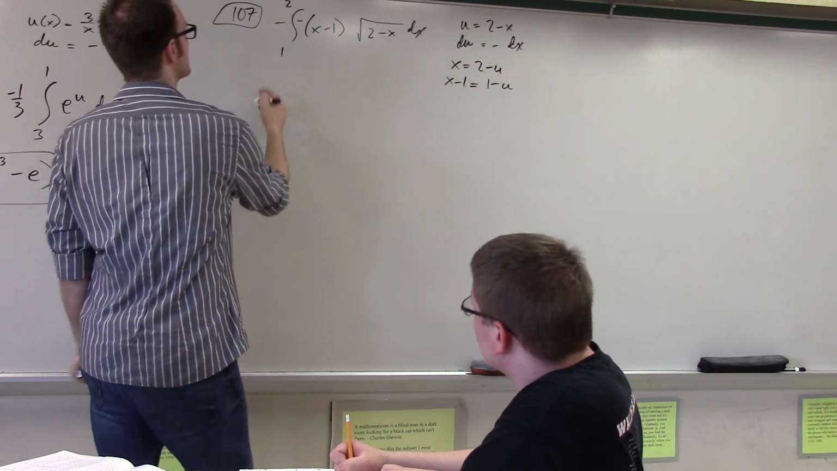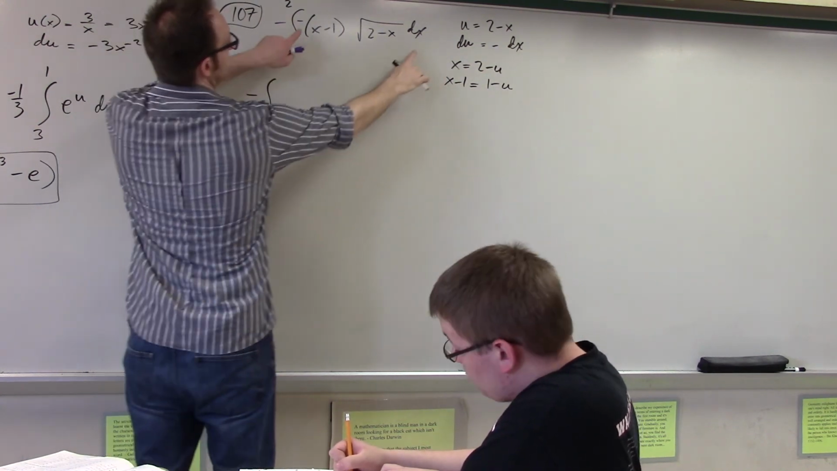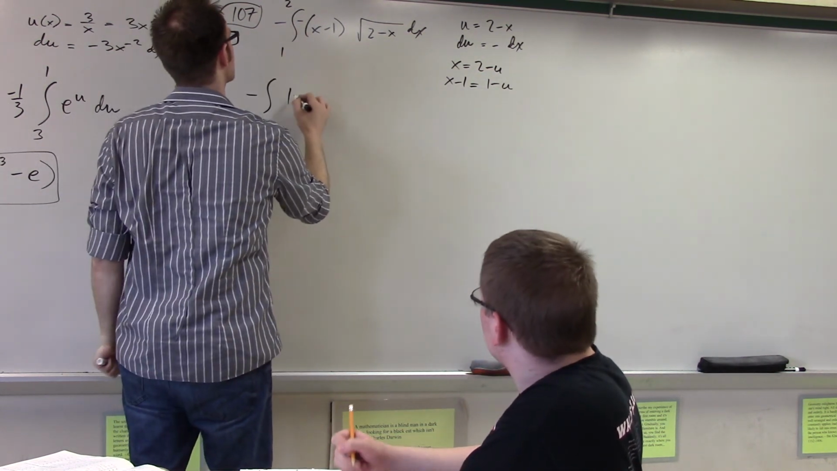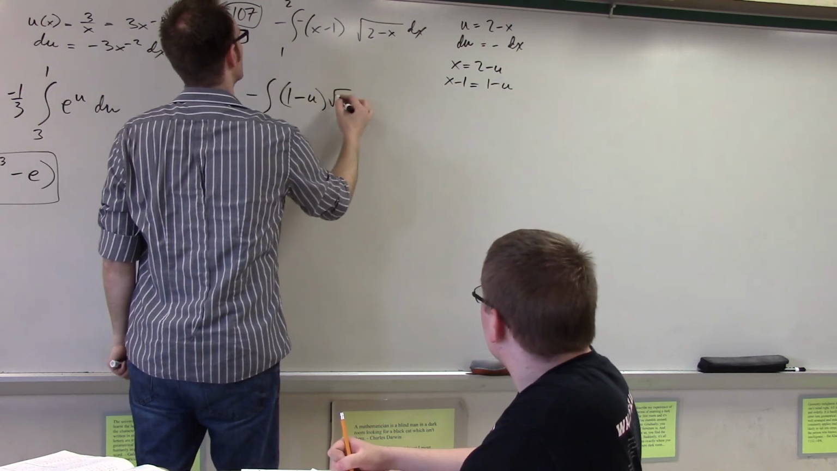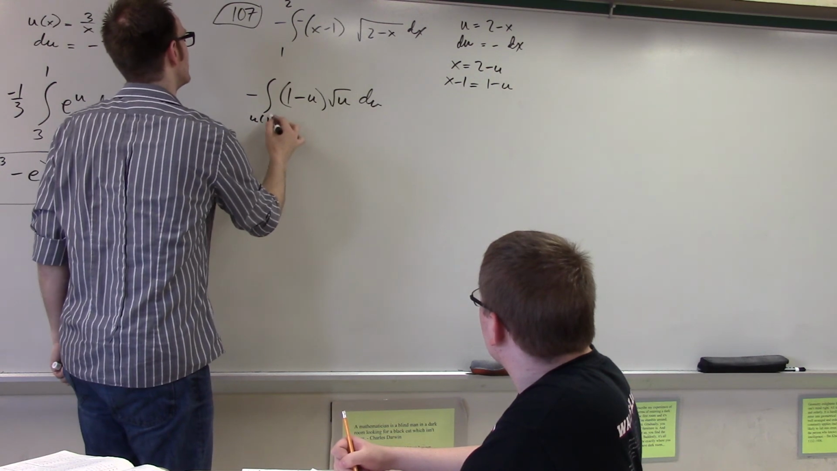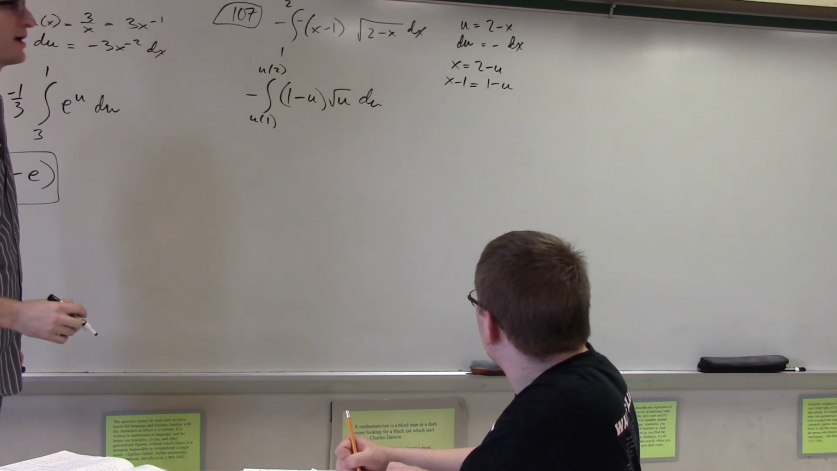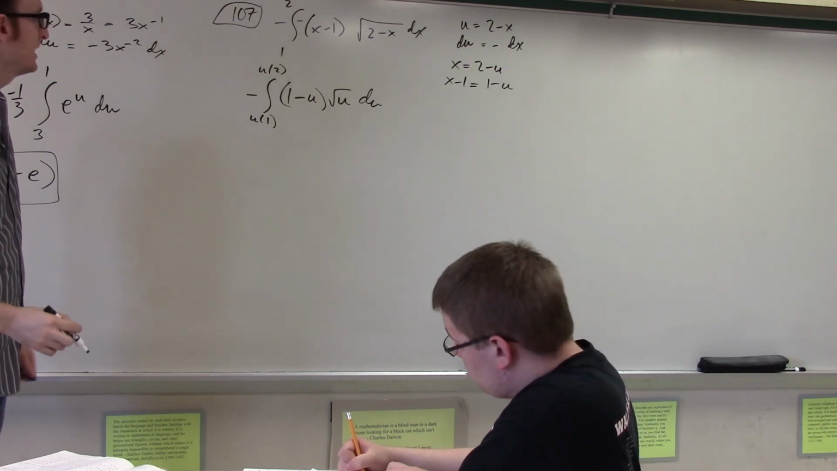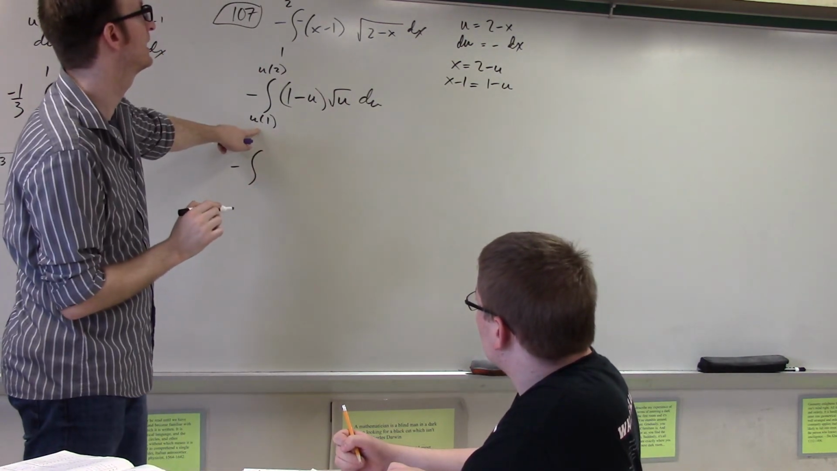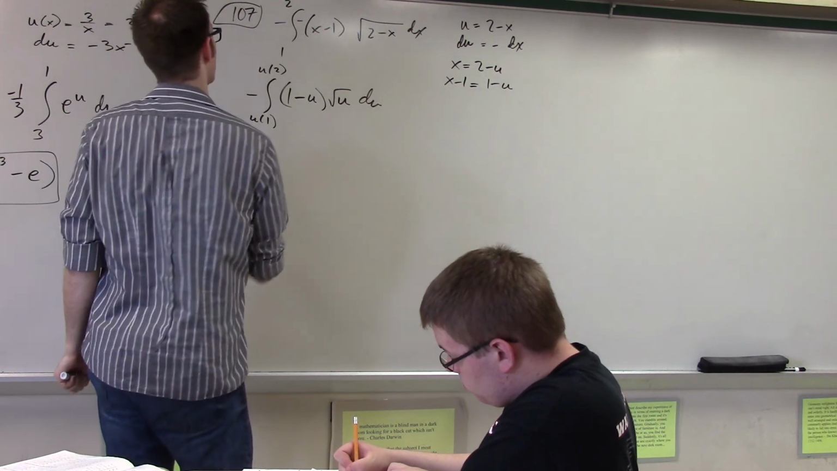So now I get ready to do the substitution. This becomes a negative. Negative dx makes a du. x minus 1 makes a 1 minus u. So this is (1 minus u) root u du. And then here I change this to be u of 1 and u of 2. Everybody following? It's a lot of things going on all at once. Aaron, you cool? Yeah! So this u of 1 is 1, and u of 2 is 0.